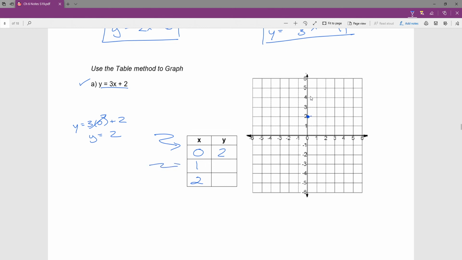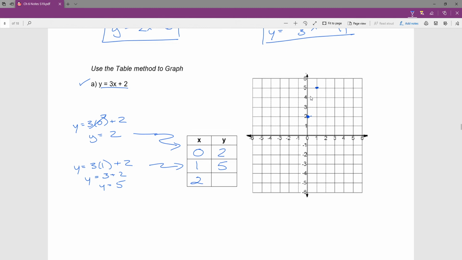The next one that I'm going to do is take the x as a 1 and sub that in. So y would equal 3 times 1 plus 2. And I'd have that y would equal 3 plus 2, or y would equal 5. And so having the table gives me a place to record my answers, because this is an ordered pair. It's at 1 and 5 on the graph.